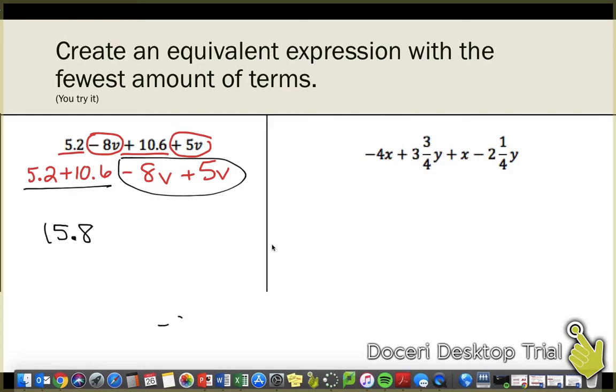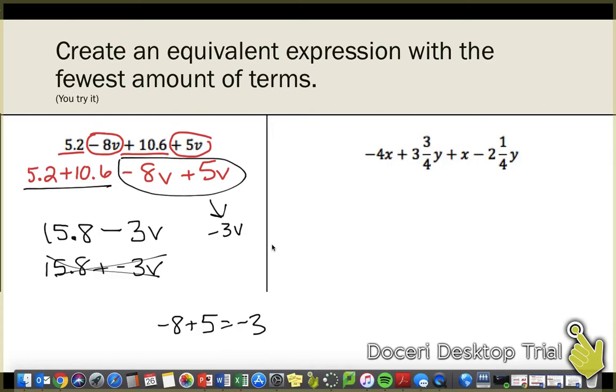And then I have negative 8v plus 5v. So I'm looking at my coefficients, and I have to add 5 to negative 8. Since they're different signs, I need to subtract, and I keep the sign of the larger absolute value. That would actually give me negative 3v. So I'm going to subtract 3v. Notice how this gives me negative 3v, but I'm not writing this as 15.8 plus negative 3v. I'm writing it just as a subtraction because it's the same thing. So my answer is this.